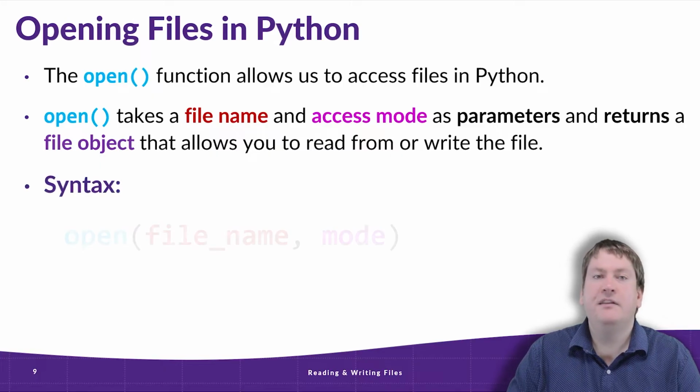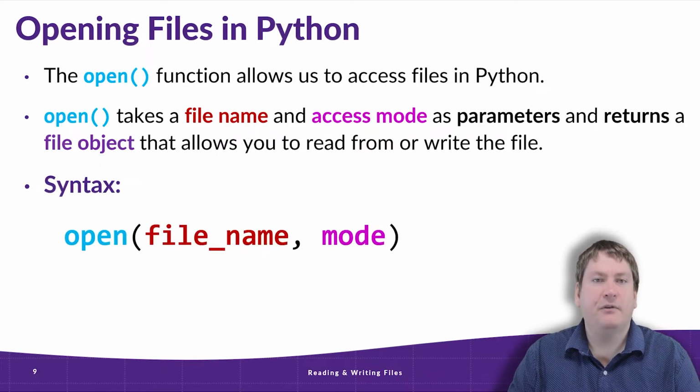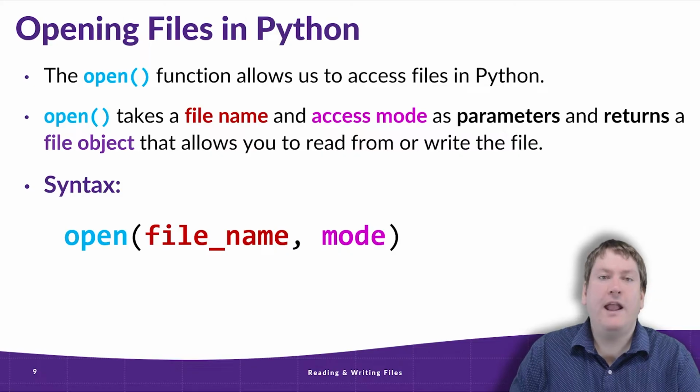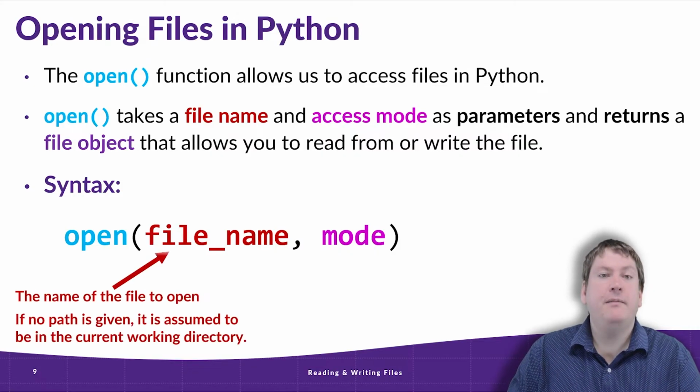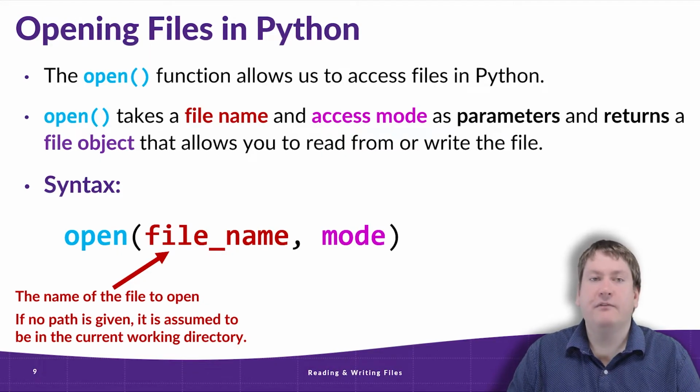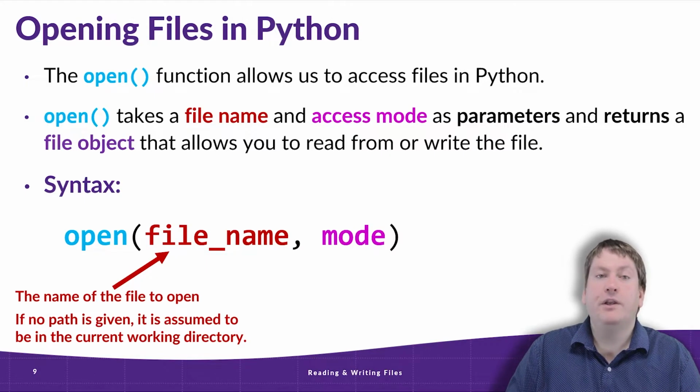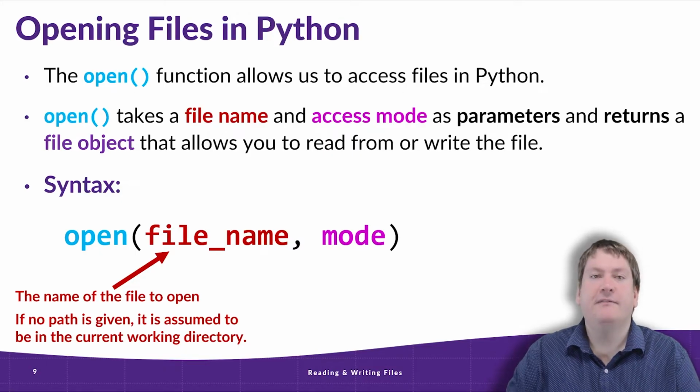The syntax for this function looks like what we have on the screen right now, which is open, and then it takes two parameters, file name and mode. The file name, as you've probably guessed, is the name of the file. And we have an option to give a full path to the file name or just specify the file name. If we just specify the file name, Python's going to look for it in the current working directory, which is typically where you're running the program from. If we do give a full path to the file, then Python will try to access that file at that specific path.